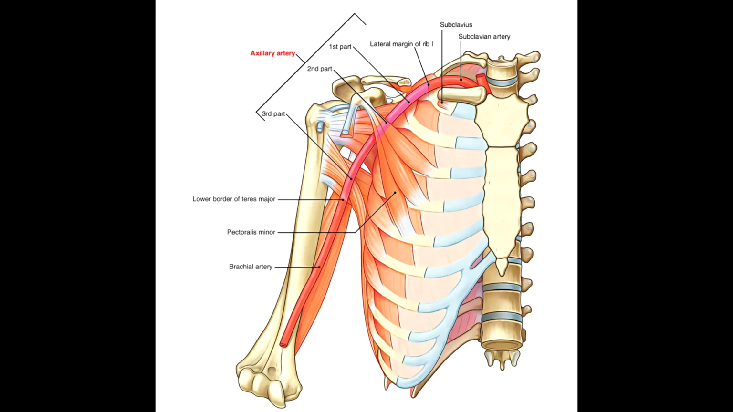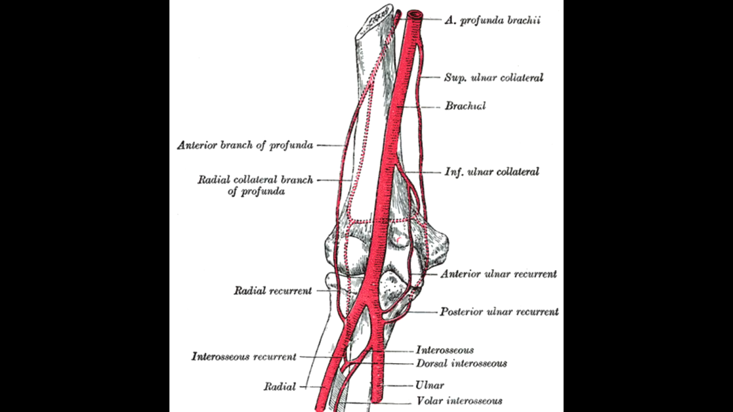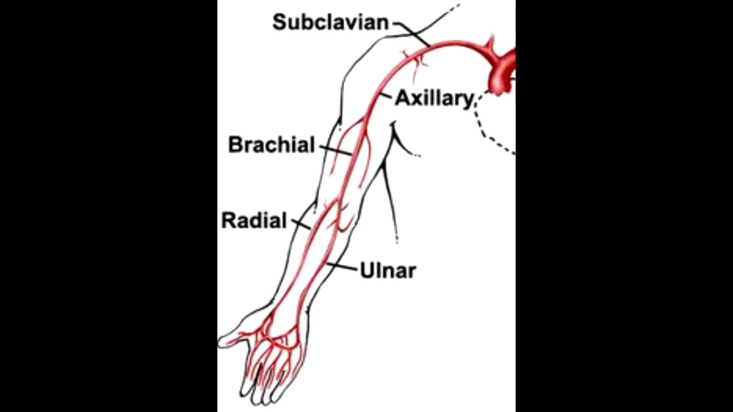The axillary artery extends into the arm to a point just inferior to the lower border of the tendon of the teres major muscle, where it becomes the brachial artery. The brachial artery courses down through the arm to a point just inferior to the bend of the elbow, where it bifurcates into its terminal branches, the radial artery and the ulnar artery.